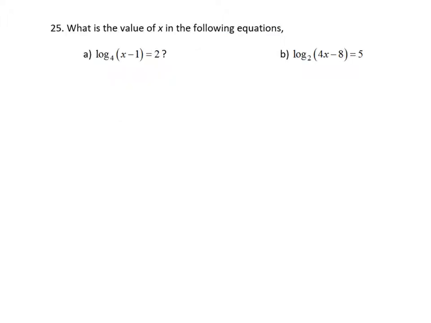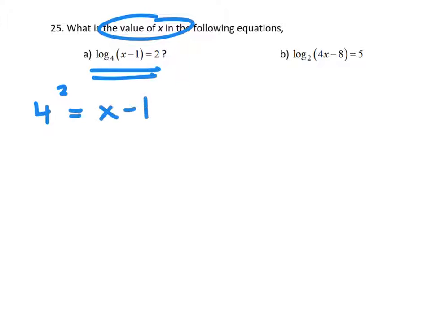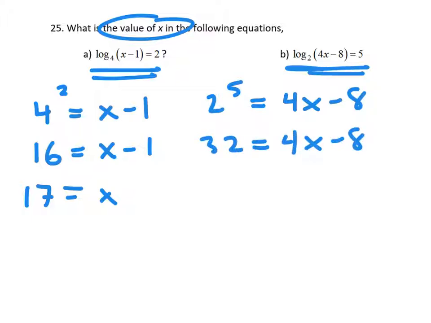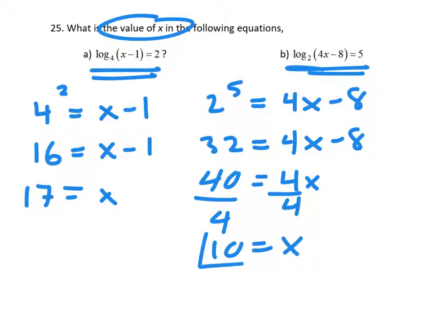These are fun because you're asked to basically solve it. And the trick is, if it's in log format, change it to exponential. So this would be 4 squared equals x minus 1. And then this can just be solved like a normal type of equation, and we just get 17. Same thing here, it's in log form, so change it over to exponential format, and then everything turns into some very basic numbers. And you can see that if we move the 8 to the other side, we get 40. And if we divide by 4, we get 10 as our value.